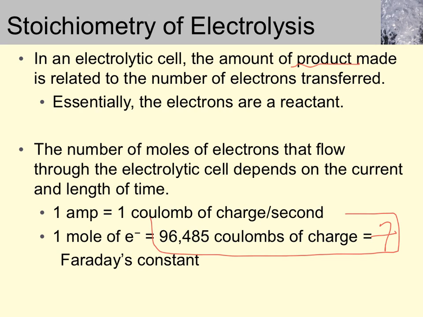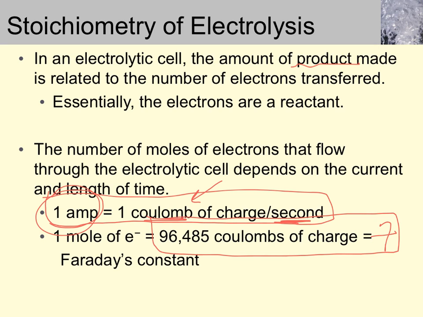always give to you. You'll have to use that in these calculations. And 1 amp, this is something I won't give you. You need to remember that when somebody says 1 amp, what they're really saying, an amp is coulombs per second. Okay, so it's the amount of charge per second.